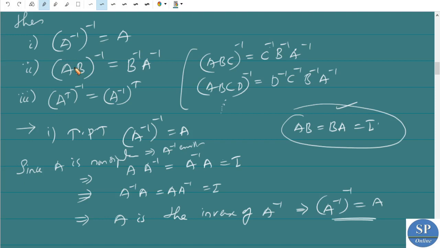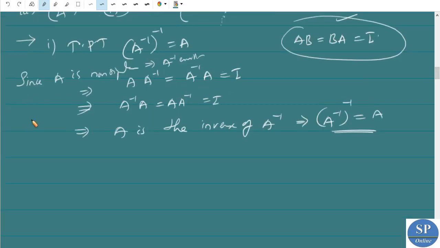Now you just do the second and the third. You know the properties of matrices, so just find this directly. If we need to prove that (AB) inverse is equal to B inverse into A inverse, you just multiply AB with B inverse into A inverse.